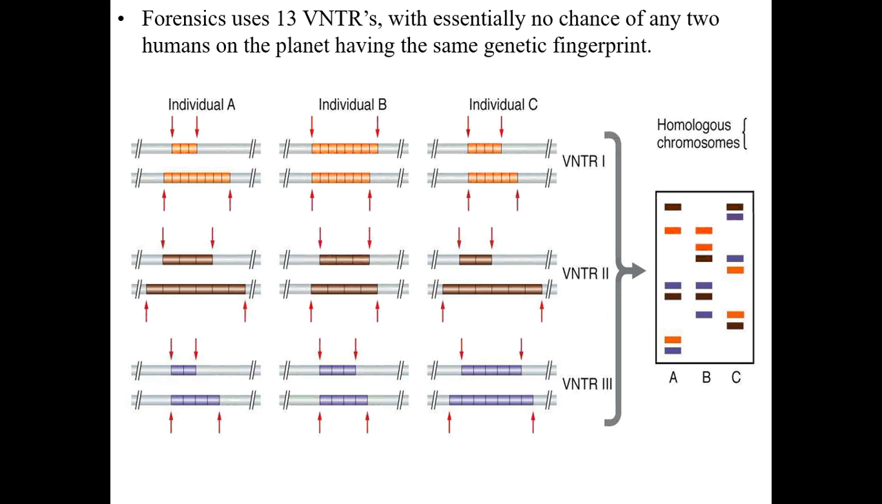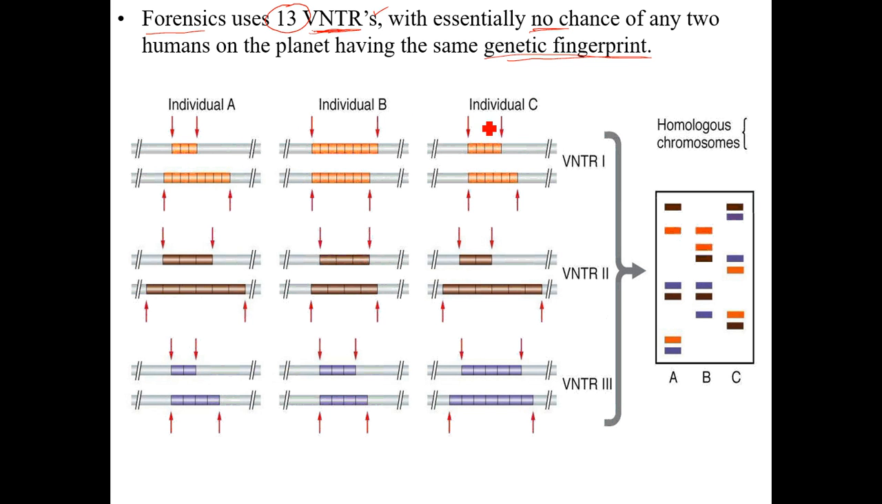Going back, I'll just talk about the VNTRs here. When they do a crime scene investigation, a forensic study, they actually look at not one, not two, not even three, like in this picture here. They take a look at 13 different VNTRs. And they say that there's virtually no chance that any two humans on the planet are going to end up having the same genetic or DNA fingerprint when looking at 13 different VNTRs.